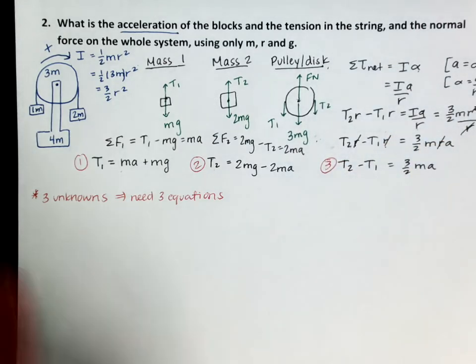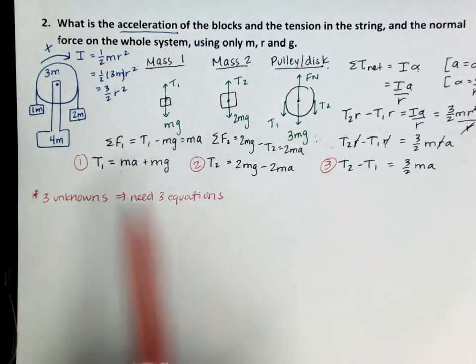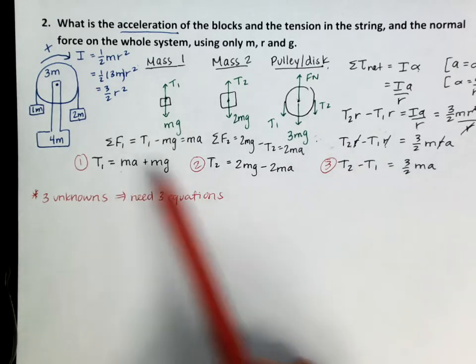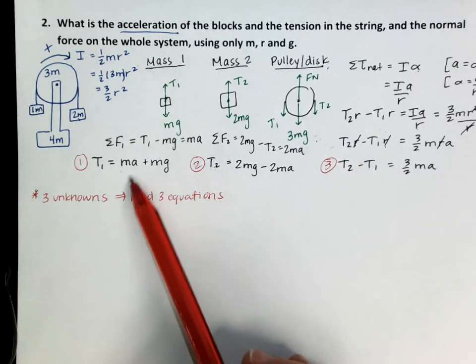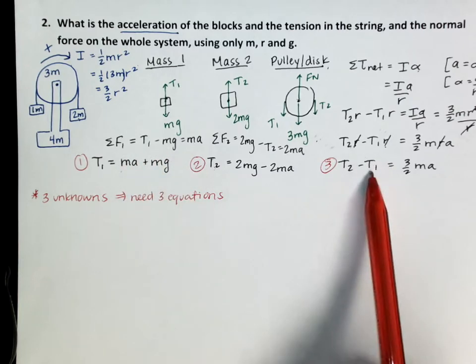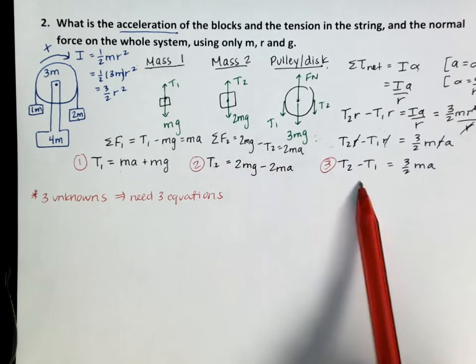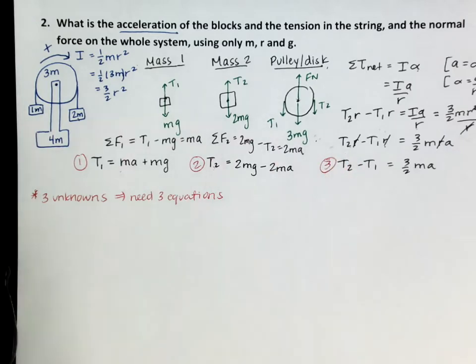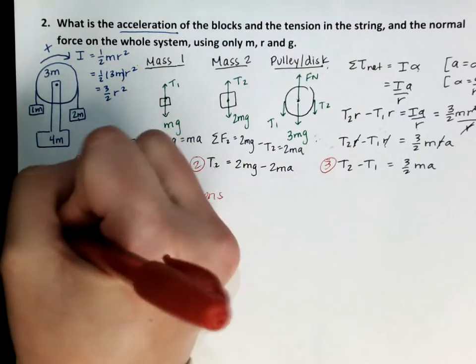Okay, so now we have 3 equations and 3 unknowns, so we can plug anything in for anything else. We have T1 and T2 already solved for, so the easiest thing would be to plug T1 in for T1 right here, and T2 in for T2 right here. Okay? So I'll just write down what we're doing. Plug.